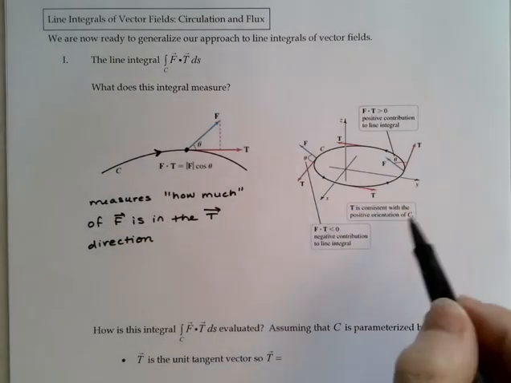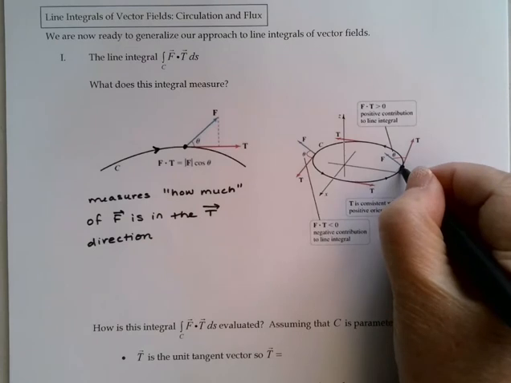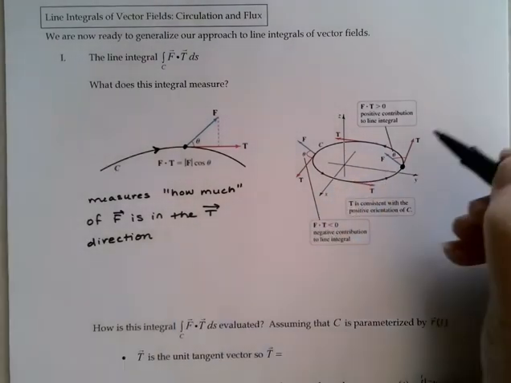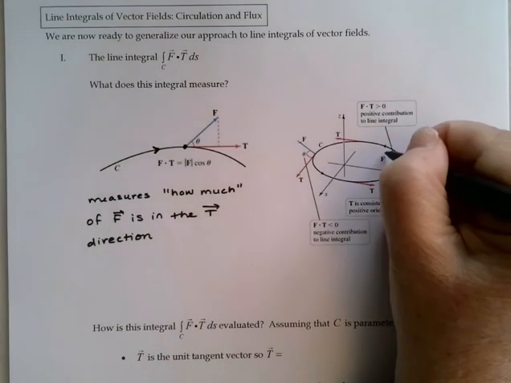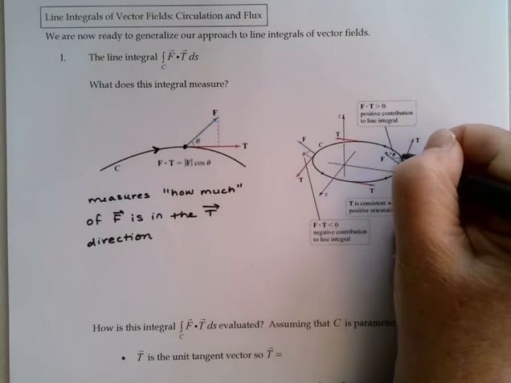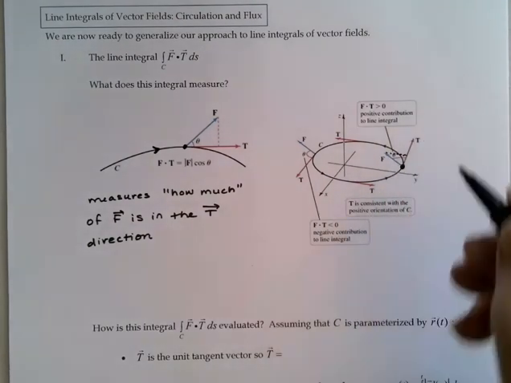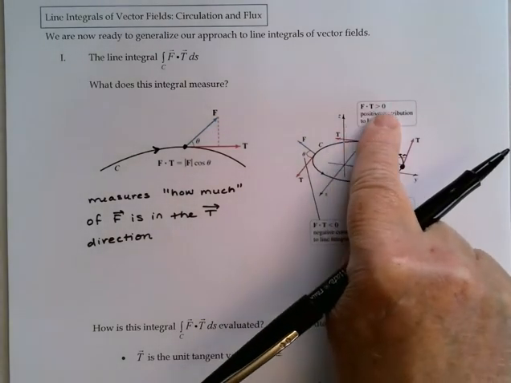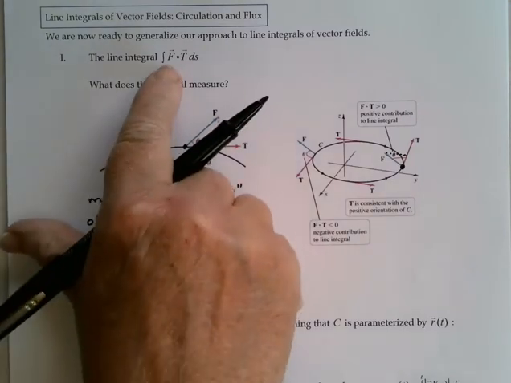This next picture helps us to conceptualize that just a little bit more. Let's start by looking at this point right here. Here's our vector f. There's our vector t. And notice that if I were to project f onto t, just drop a perpendicular there, some of f does point in the t direction. F dot t would be positive in that case. It's a positive contribution to our overall line integral.